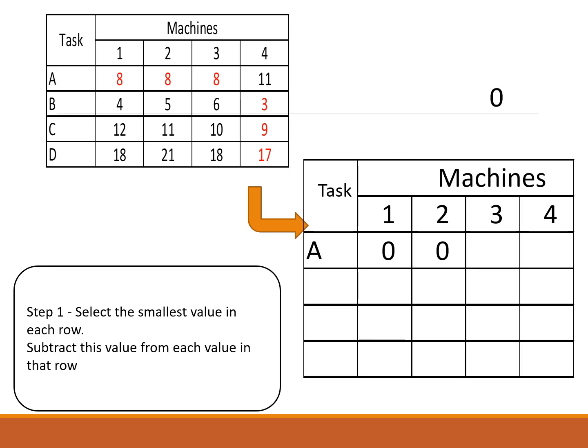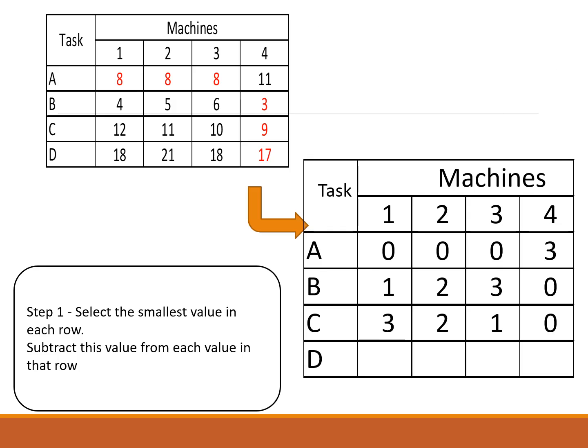Again 8 minus 8, 0. Again 8 minus 8, 0. 11 minus 8, 3. Move on to task B, row B. Minimum is 3: 4 minus 3, 1; 5 minus 3, 2; 6 minus 3, 3; 3 minus 3, 0. So move on to the next, task C, row C. Minimum is 9: 12 minus 9, 3; 11 minus 9, 2; 10 minus 9, 1; 9 minus 9, 0.